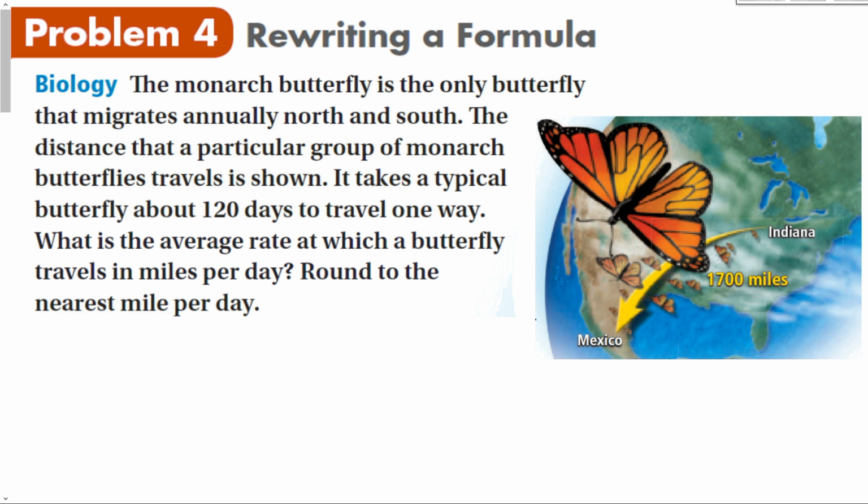Let's try a word problem. The monarch butterfly is the only butterfly that migrates annually north and south. The distance that a particular group of monarch butterflies travel is shown. It starts in Indiana, goes to Mexico, travels 1,700 miles. It takes a typical butterfly about 120 days to travel one way. What is the average rate at which a butterfly travels in miles per day?